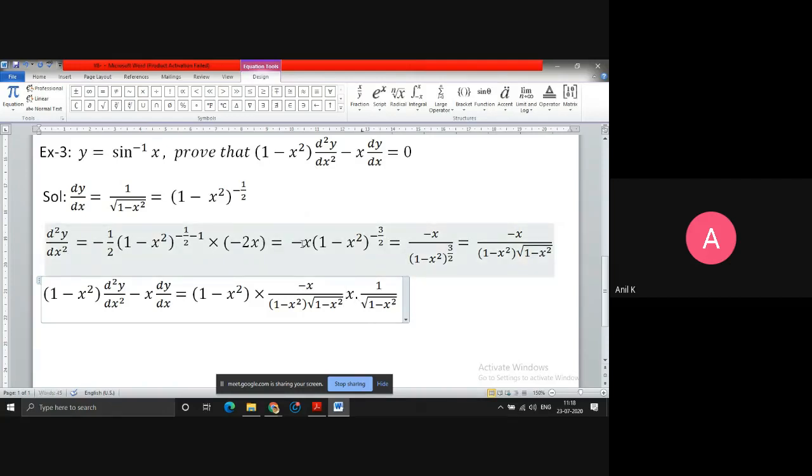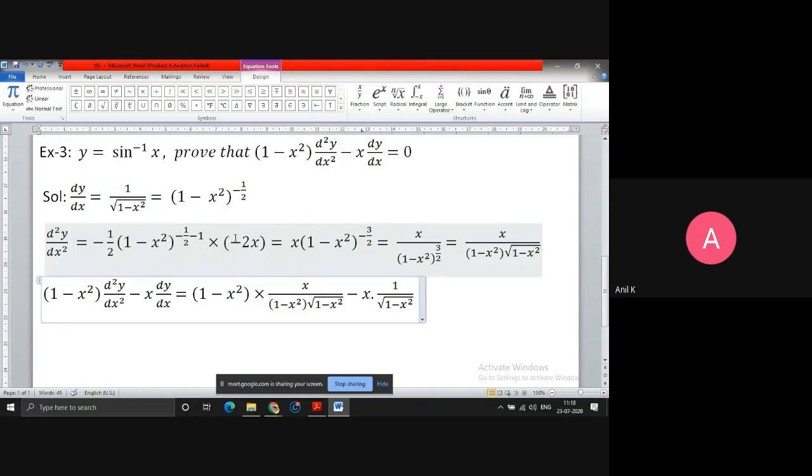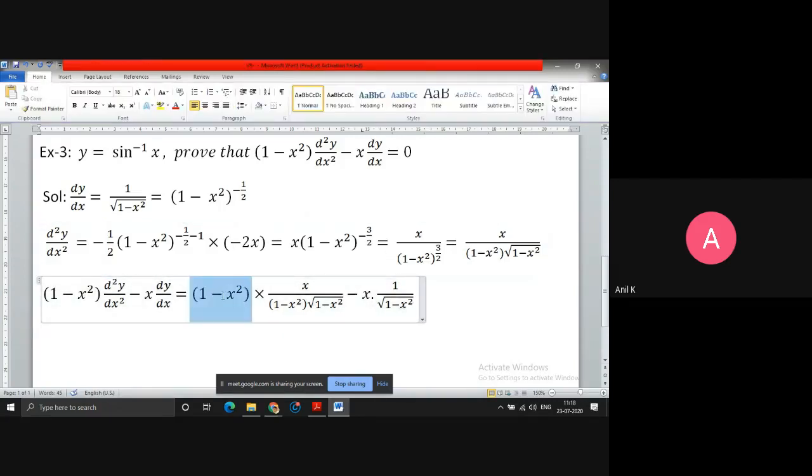Sorry, I think we are missing the signs. You have to be very careful with the signs and all. This is plus only, and this will remain as minus only. Why is it becoming plus? Here you have one minus sign, and here you have one minus sign. So minus into minus is going to be plus. So here 1 minus x square, and here also 1 minus x square, both the terms will get cancelled. Then what you are left with is x upon under root 1 minus x square here, and minus x upon under root 1 minus x square here. So both the terms, everything will get cancelled. The answer is going to be 0.